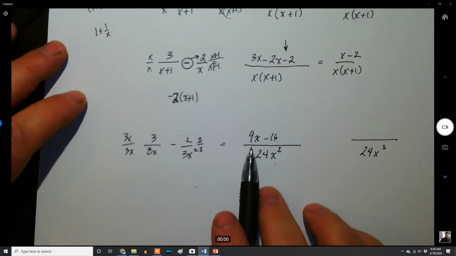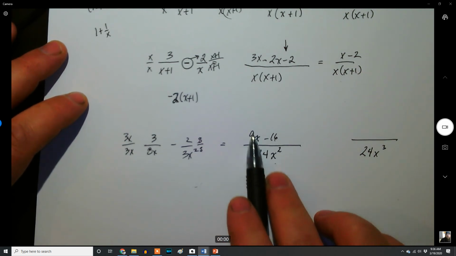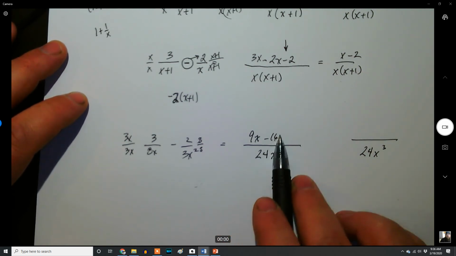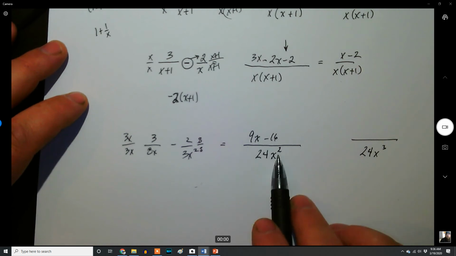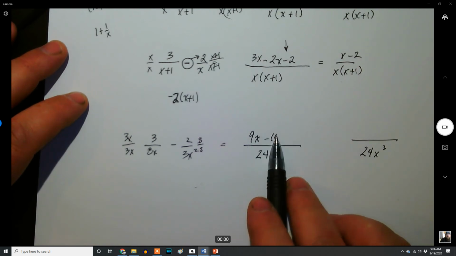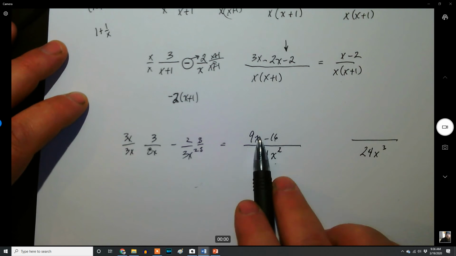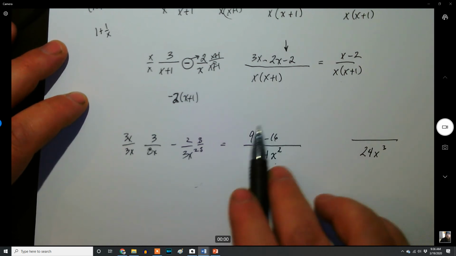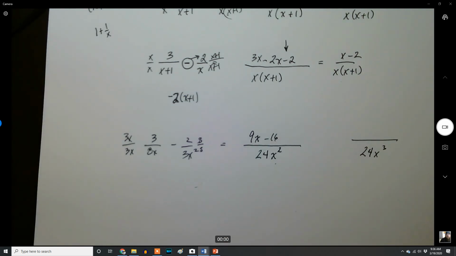So let's see if there's a common factor. These have a common factor of 3. These have a common factor of 4. This has a common factor of x, but there's two terms in the numerator, one in the denominator. They do not all share a common factor, so we're done.